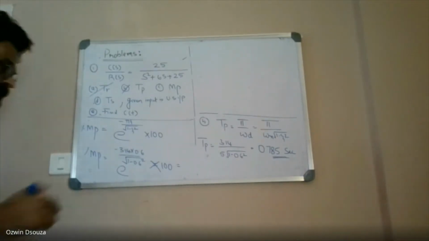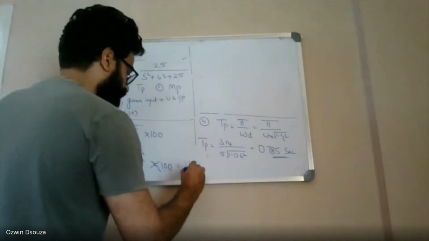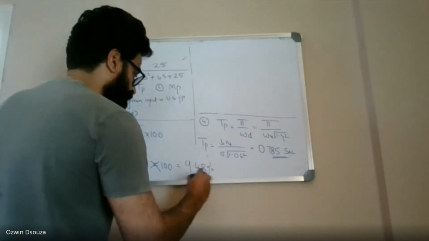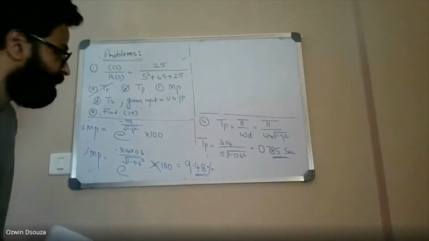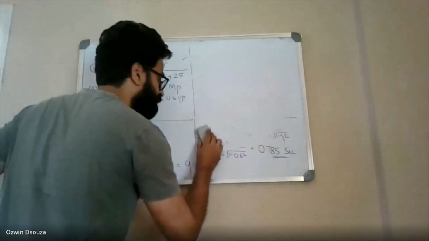So percentage overshoot is 9.48%. Please check, and if you have got any different answers, you can share them.